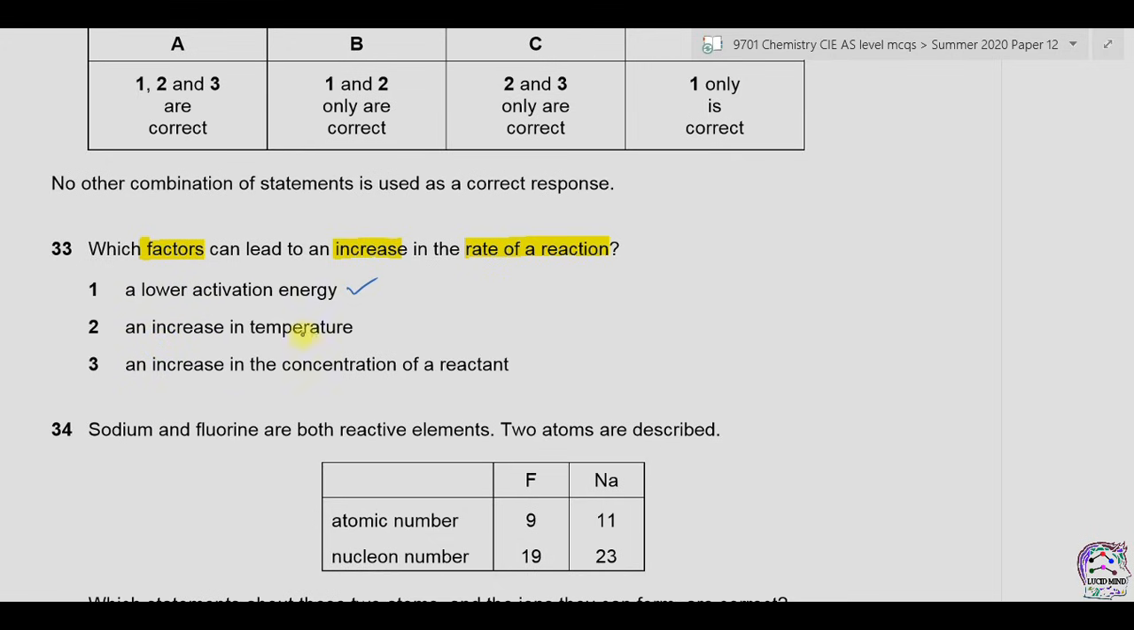2 says an increase in temperature. Now increase in temperature also increases the number of effective collisions, so as the number of effective collisions are increased, the rate of reaction also increases. 3 says an increase in the concentration of reactant. This is also true, because whenever there are more molecules of the reactants, there will be more collisions between the reactant molecules and more product is formed within a given specific time. So all 3 options are correct, so therefore answer is A.